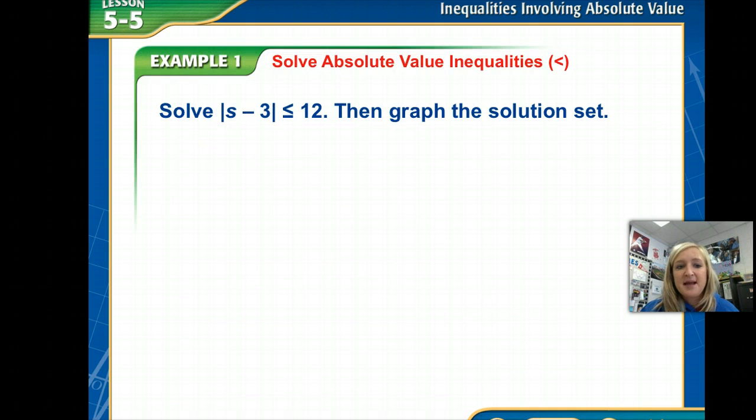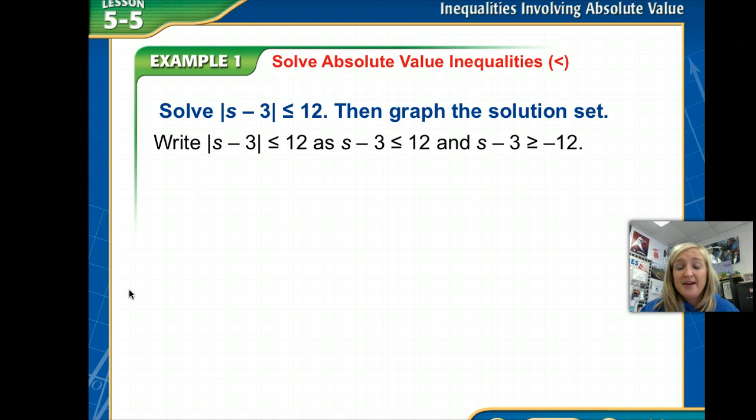Let's get started with example number 1. It says solve the absolute value of s minus 3 is less than or equal to 12 and then graph the solution set. Just as I had you write down in your key concepts, whenever we see the less than symbol, if it's set equal to a less than, it is an and, and it's an intersection. So we know that this graph right off the bat is going to connect in the middle.